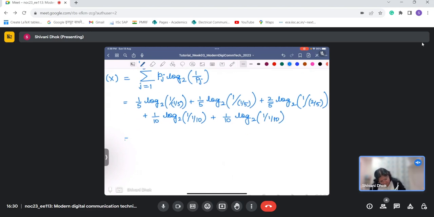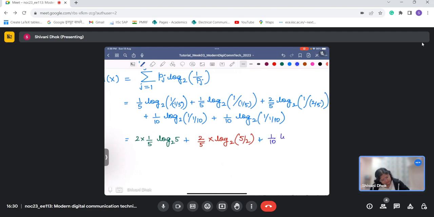These two terms are the same, so I can write it as 2 into 1 by 5 into log to the base 2 of 5, plus 2 by 5 into log to the base 2 of 5 by 2, plus, again these two terms are the same, so this becomes 1 by 10 log to the base 2 of 10, into 2.